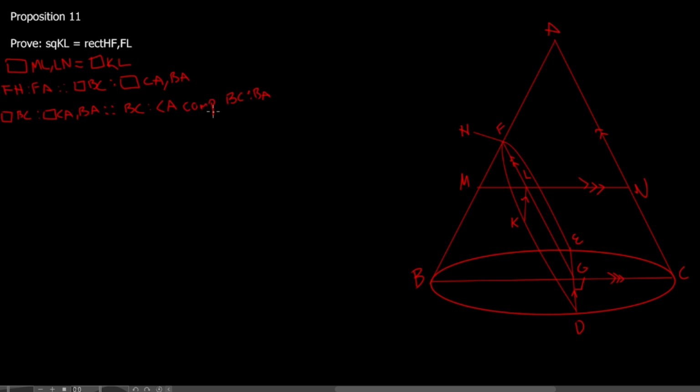So the word compound here, just think of that as being a multiplication symbol. So if you're ever confused by ratios, you can always write them out as if every one of these colons is a division symbol. Anything like a rectangle or a square could be written out like BC times BC.